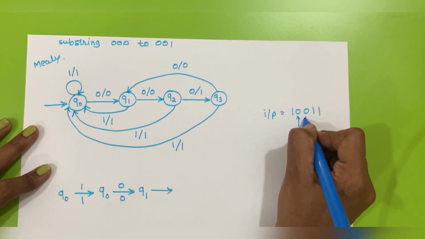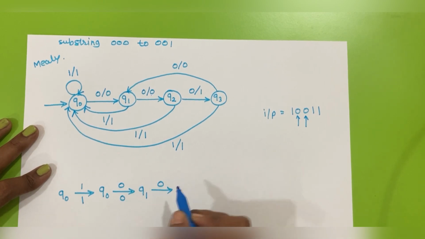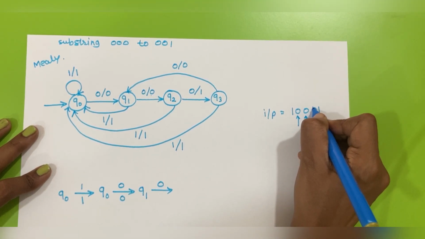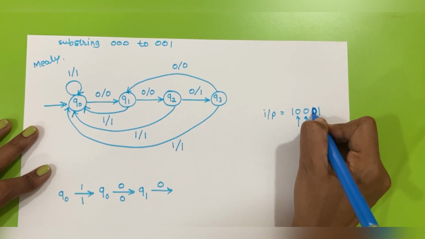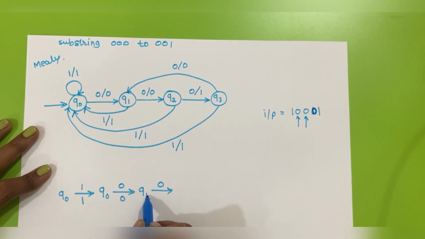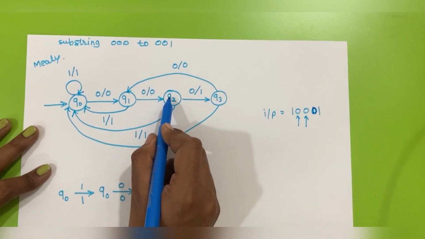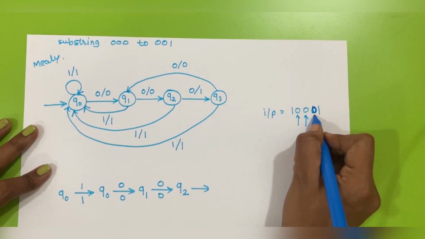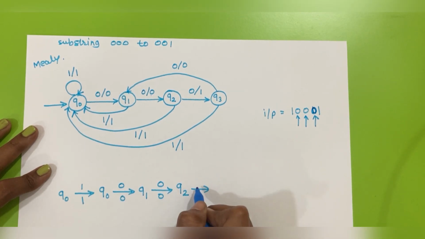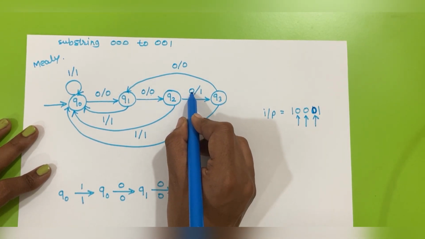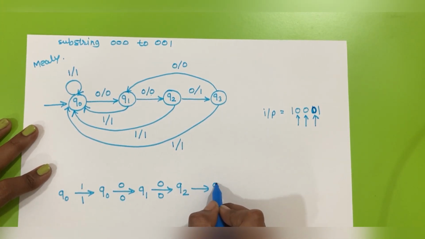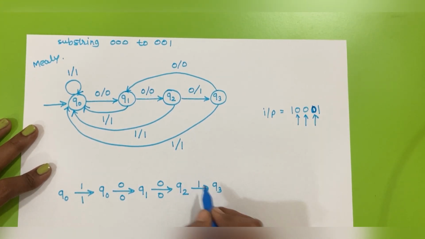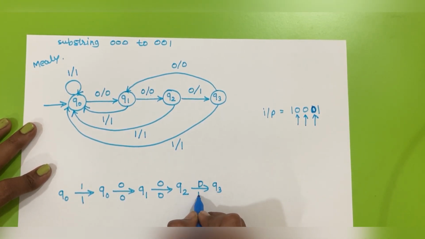Now next we have the third 0. Instead of this 1 we'll take one more 0. So at Q0 with 0, then at Q1 with 0, we reach state Q2, and this 0 will be replaced by 0. Now again we have one more 0 to read at state Q2. This 0 will be read by the Q2 state and will reach state Q3, and now this 0 will be replaced by 1.